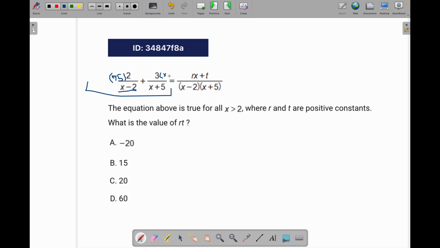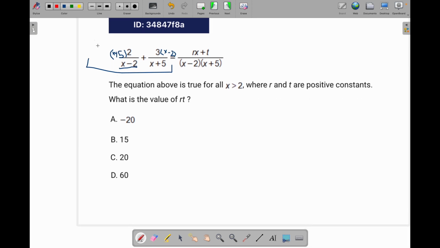So now let's combine all of this. x plus 5 times 2, so 2x plus 10. And then we have to add 3 times x minus 2, so 3x, and 3 times -2, which is going to be minus 6, over our denominator, which is just these 2 denominators multiplied by each other.